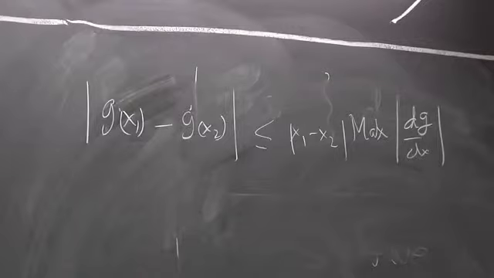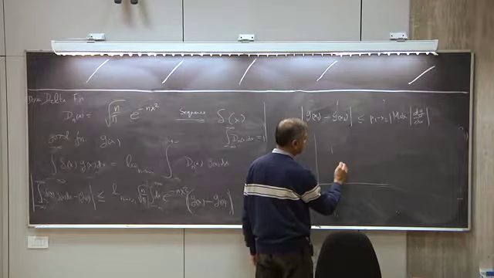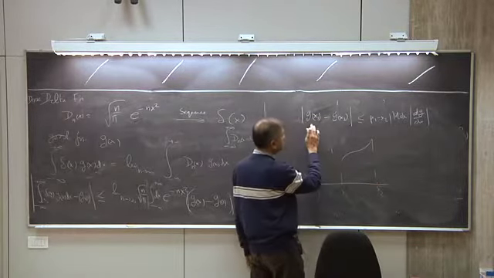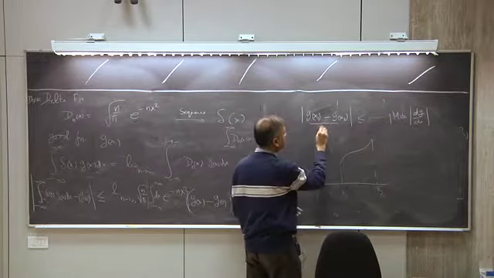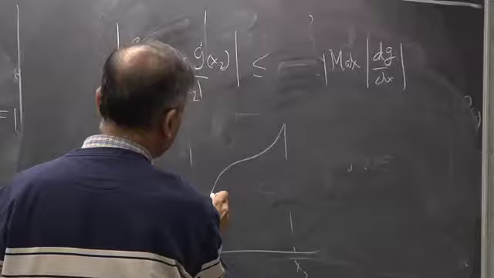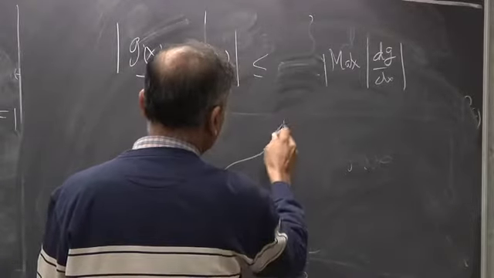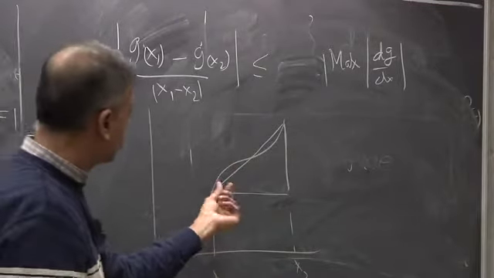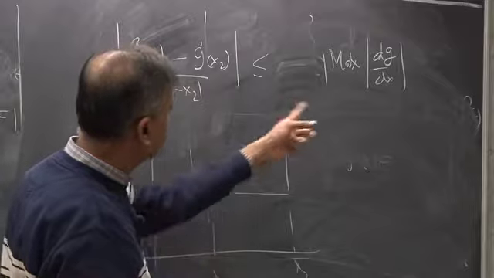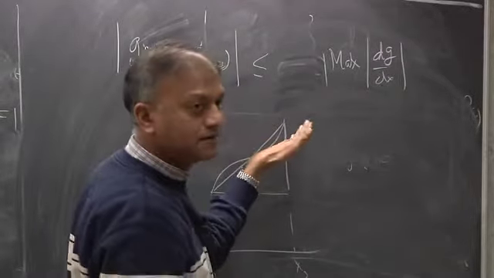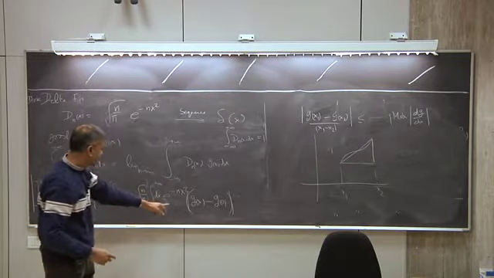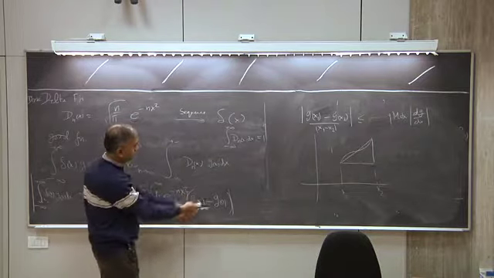This was the argument: if I give you some function, with this at x1 and that at x2, then if you take this divided by that, well, that is simply, if you draw this triangle, the tangent of this angle. That tangent is going to be less than or equal to the maximum value of the slope between these two points, x1 and x2. So that was the argument, and I can use that. So just take x1 equal to x and x2 equal to 0.